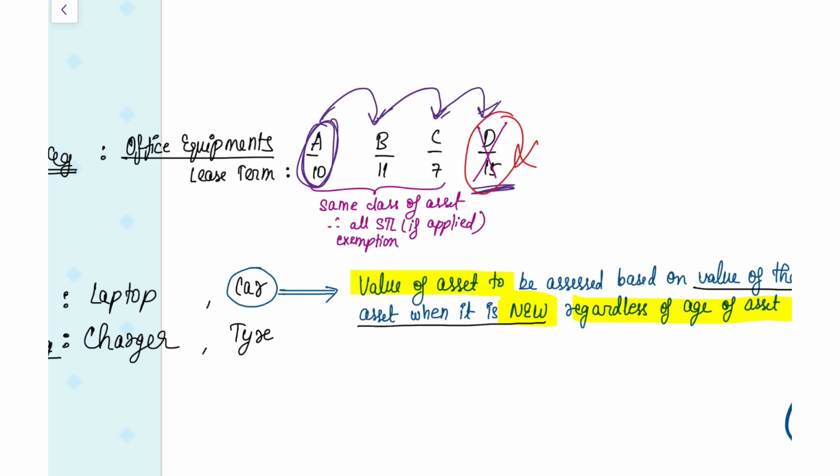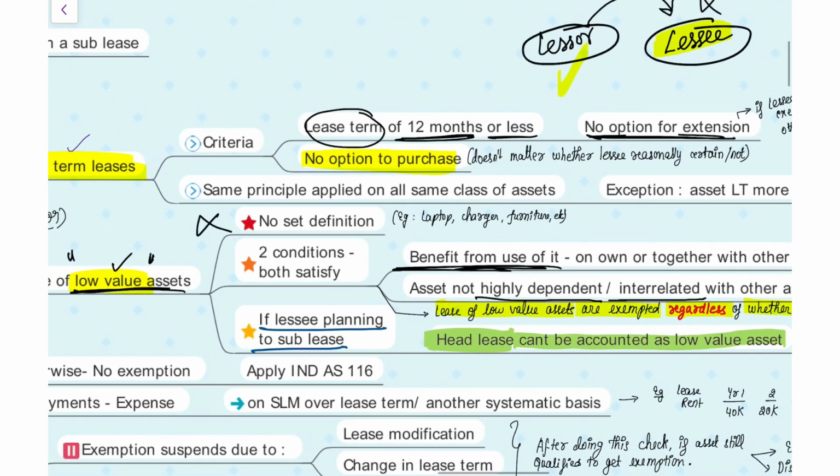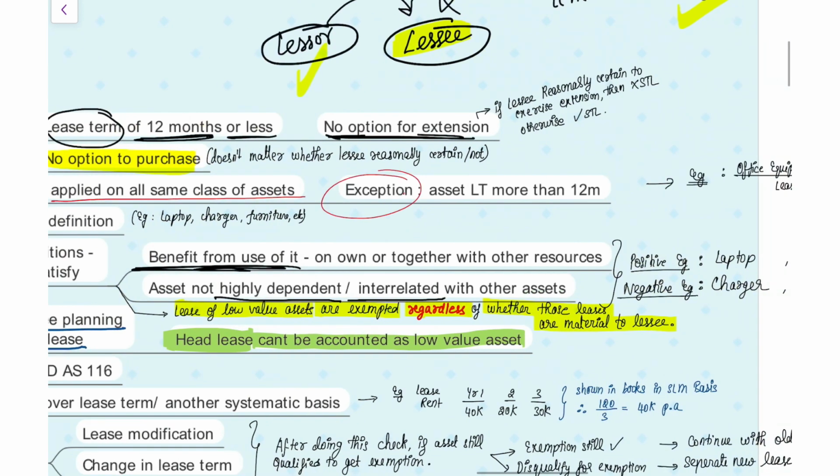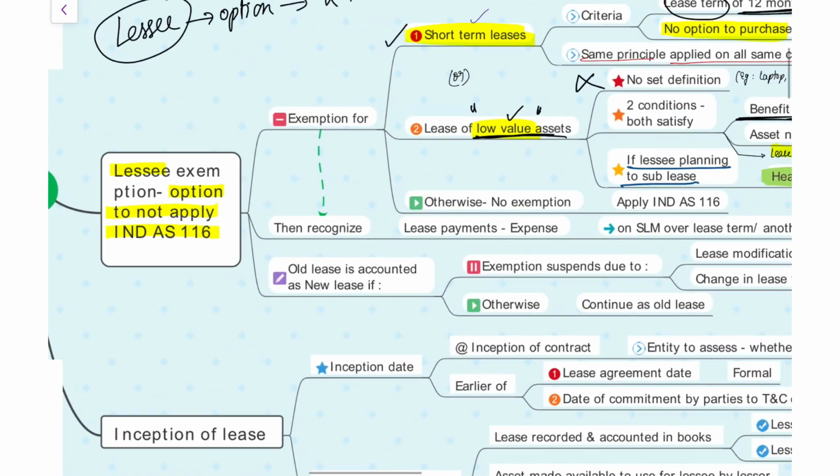Here the standard says, since all are coming under the same class of assets, and all of these leases are less than 12 months, the short term lease exemption should be applied on all of these assets. So the same principle has to be applied on all the same class of assets. There is one exception. If the asset's lease term is more than 12 months, then you can leave that asset. Okay, so this was all about your exemption.